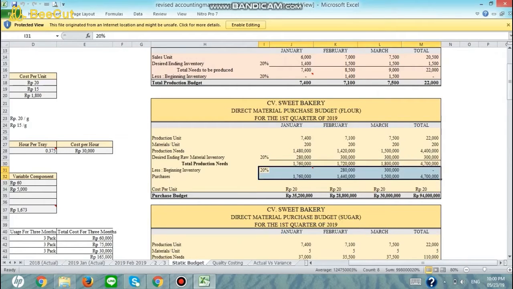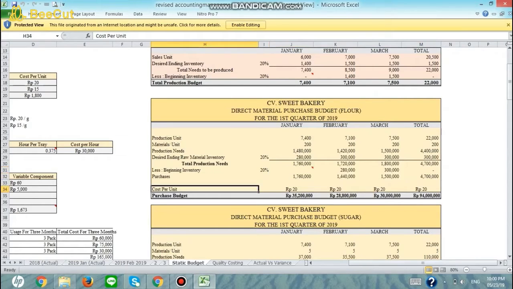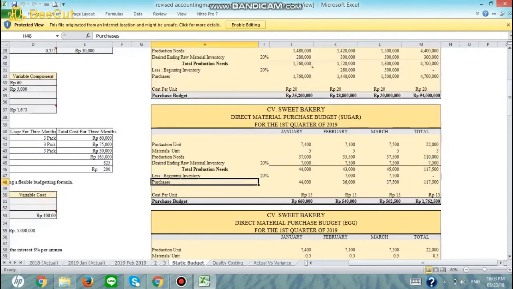For January, there was no purchase of direct material in December 2018, so there is no beginning direct material in January 2019. Total purchase multiplied by the cost per unit, we will get the direct material purchase budget.